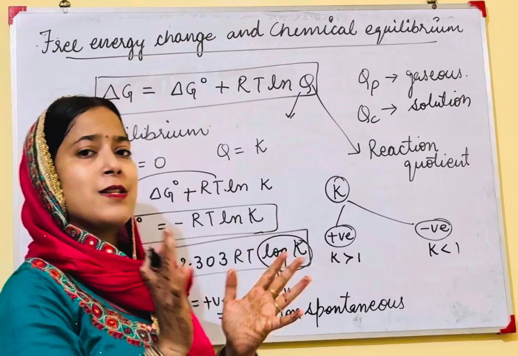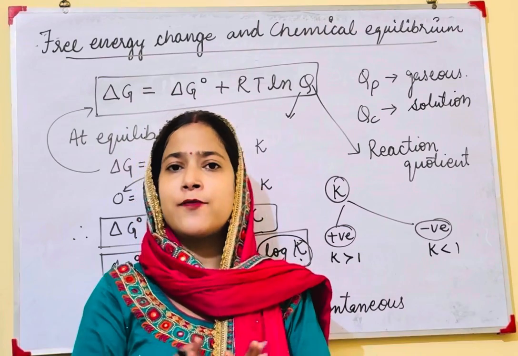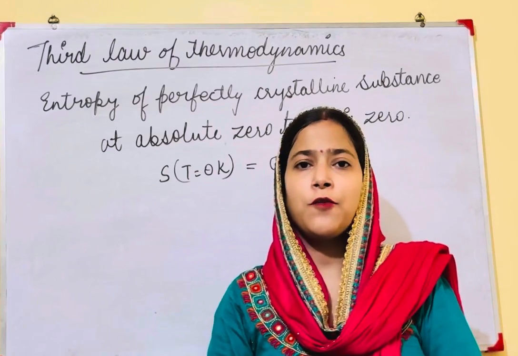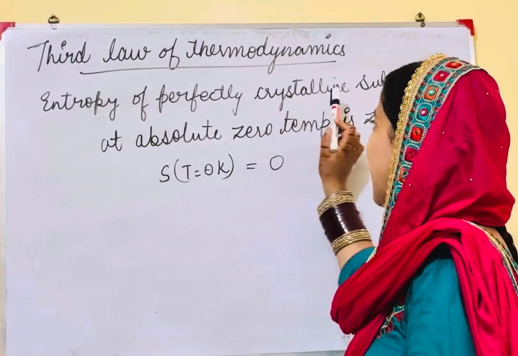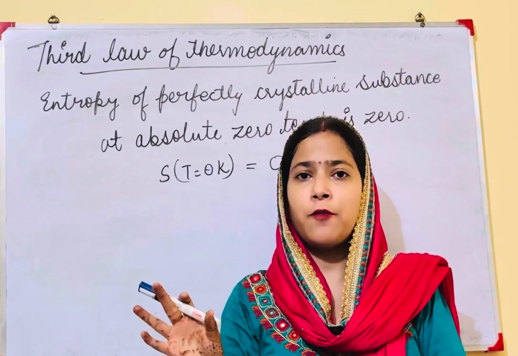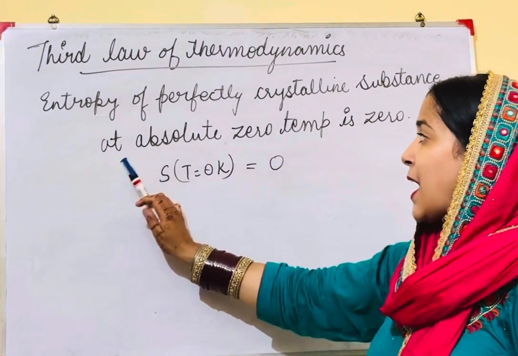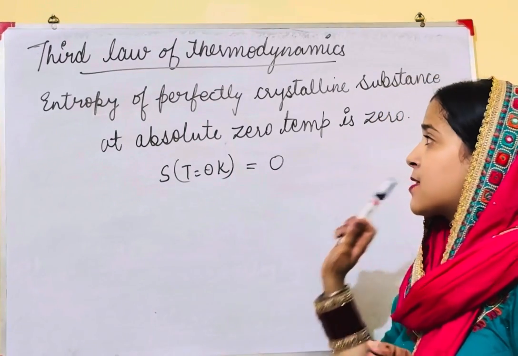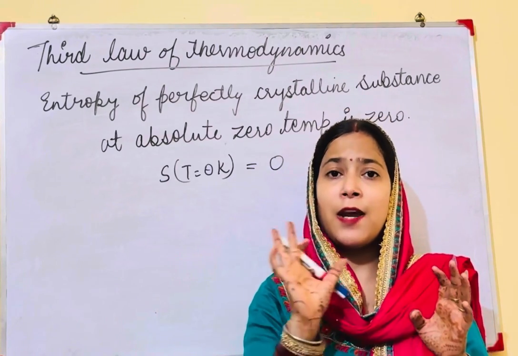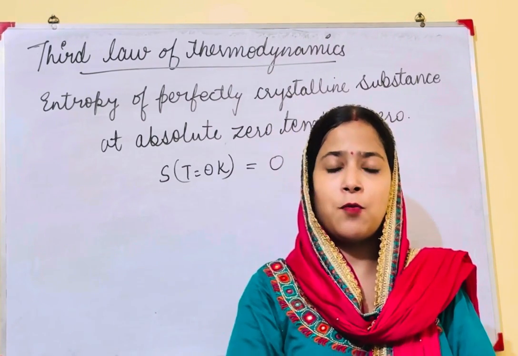This is all about the second law of thermodynamics, spontaneity, Gibbs free energy, entropy. Now we will discuss the third law of thermodynamics. According to the third law of thermodynamics, the entropy of a perfectly crystalline substance... We have studied that solids exist in two forms, crystalline and amorphous. Crystalline are hard solids. So, the entropy of a perfectly crystalline substance at absolute zero temperature is zero. The entropy of any perfectly crystalline substance will be zero at absolute zero temperature. This is the statement of the third law of thermodynamics.